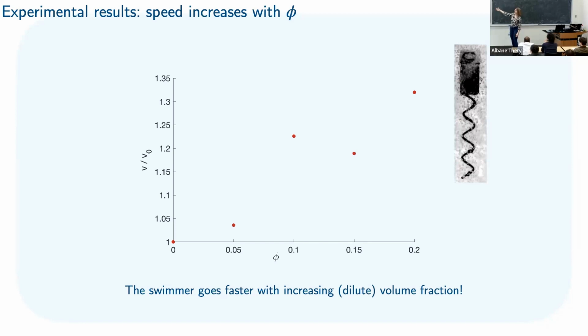But your helix is going faster. It doesn't, so it's going in that direction. That's because the data is hard to get. And that's why I'm going to move to the second experimental system.